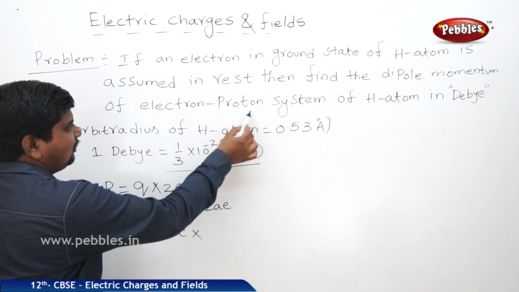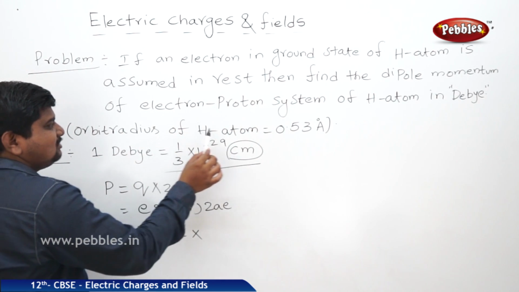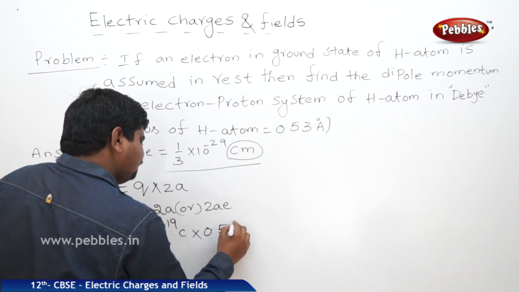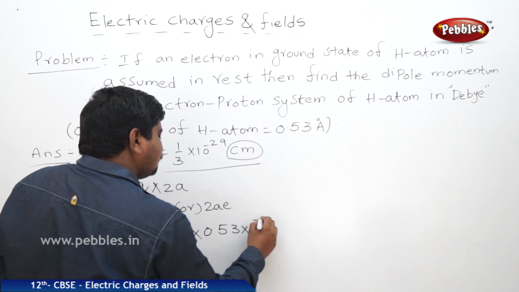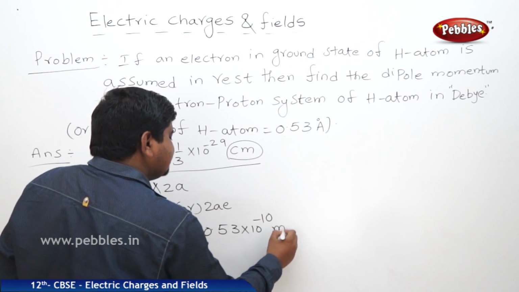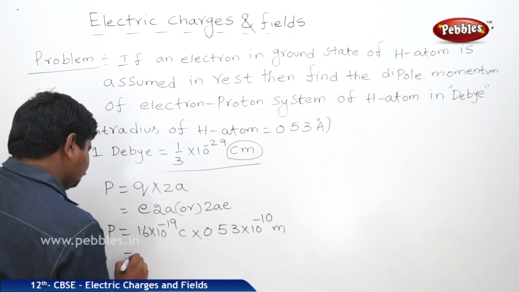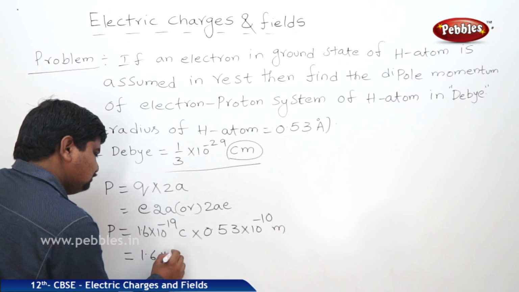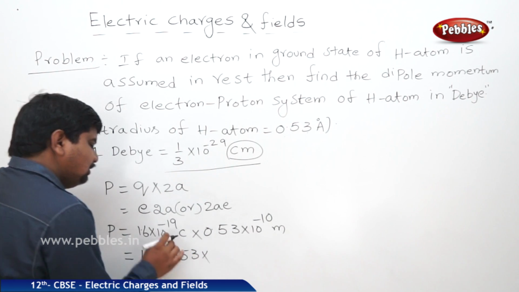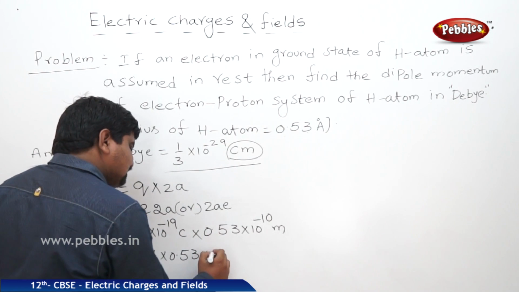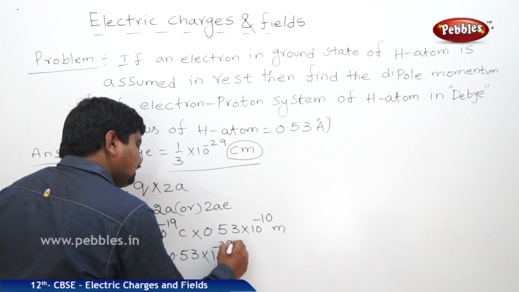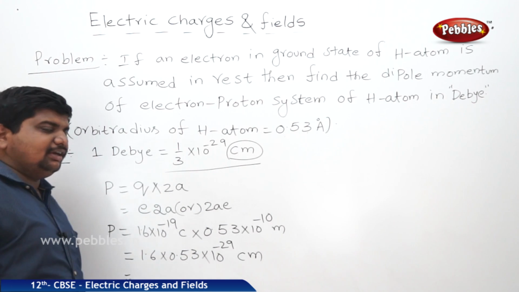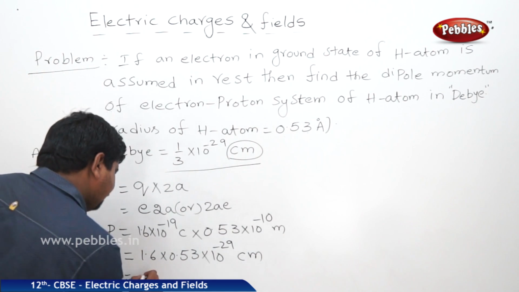Here he is asking electron-proton system. The orbit radius of hydrogen atom is 0.53 angstroms. Therefore, 0.53 into 10 to the power of minus 10 meters. See, 1.6 into 0.53 into 10 to the power of minus 19 into 10 to the power of minus 10, it is 10 to the power of minus 29 coulomb meter. 1.6 into 0.53, it is how much? 0.848.